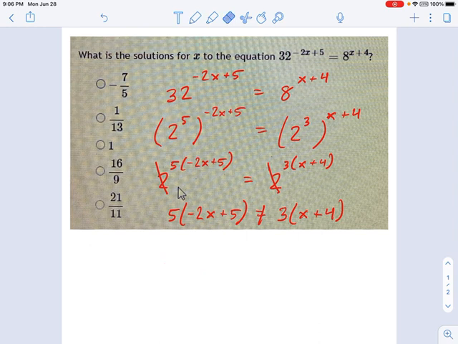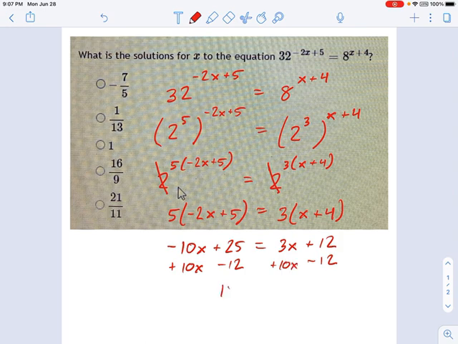So now, what have we got here? We've just got a simple linear equation. We can solve this one. This becomes negative 10x plus 25 on the left and 3x plus 12 on the right. And now you just rearrange until you get all the numbers on one side and all the x's on the other. So I'm going to add 10x to each side, and I'm going to subtract 12 from each side. That gets me 13 on the left and 13x on the right. Look at this. X equals 1.